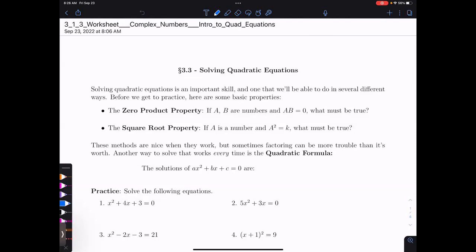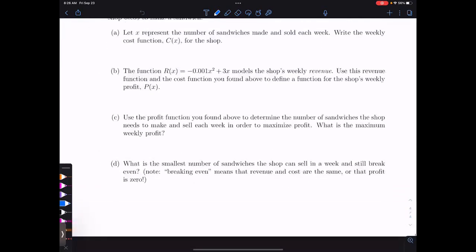Okay, so anyway, solving equations involving a quadratic. We've talked about quadratic functions. Now we're going to look at what it means to solve a thing, right? Solving quadratic equations. So first, maybe just a real quick second on solving equations in general.